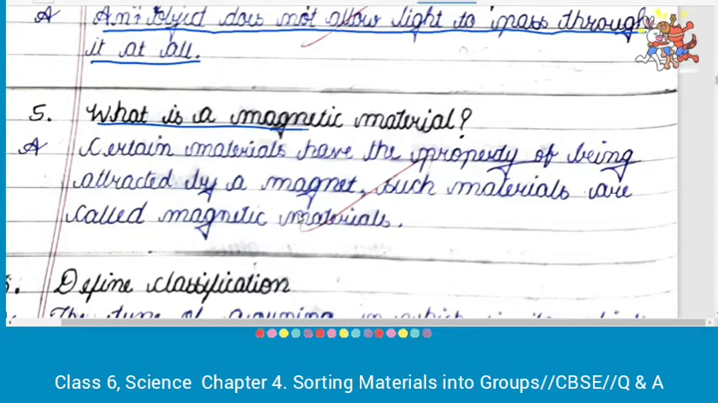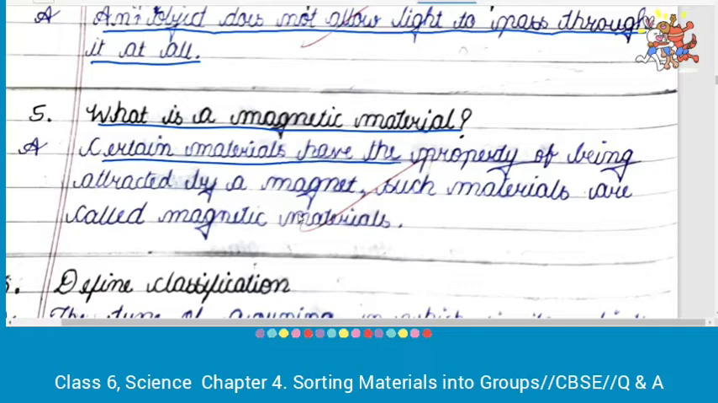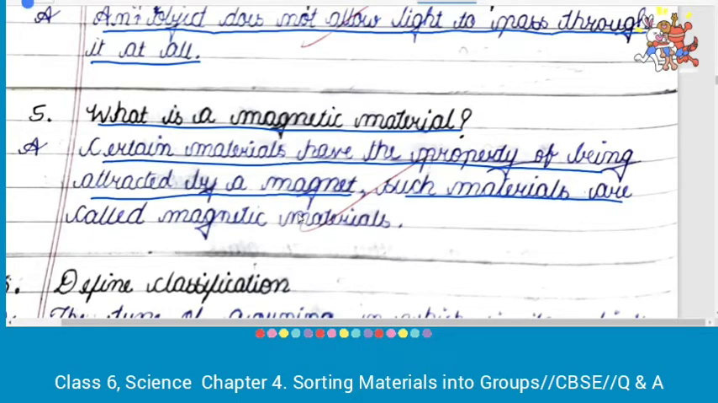What is a magnetic material? Certain materials have the property of being attracted by a magnet. Such materials are called magnetic materials.